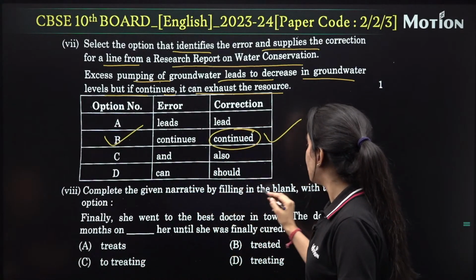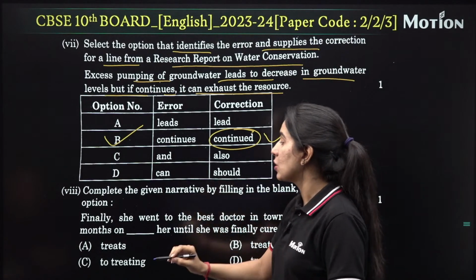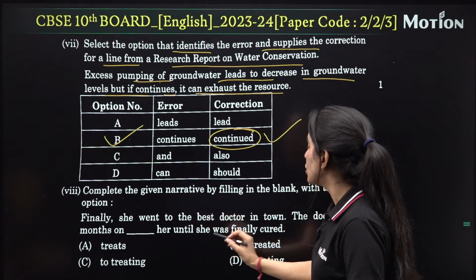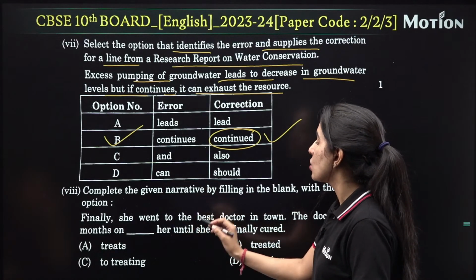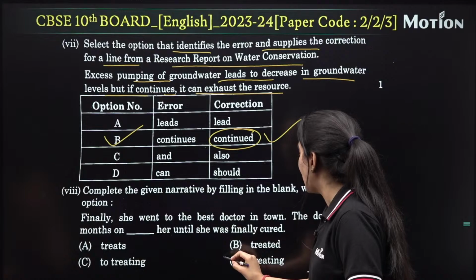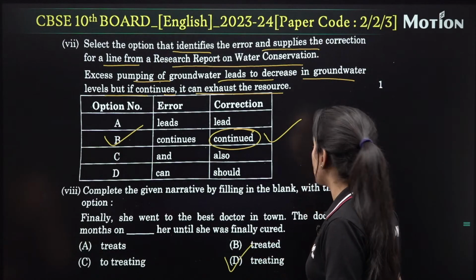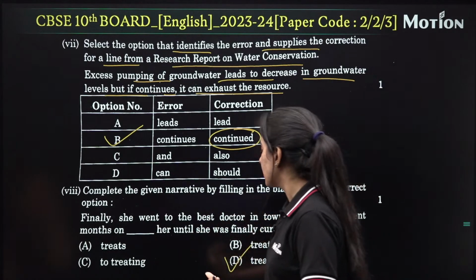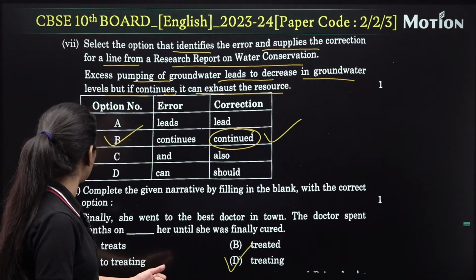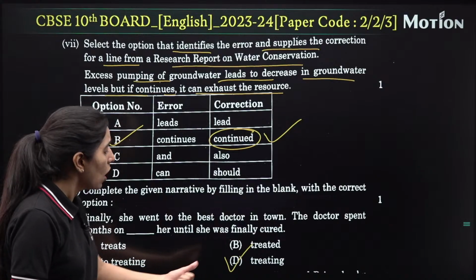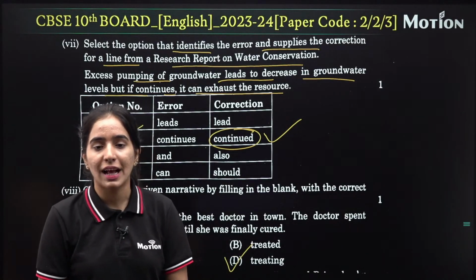Complete the given narrative by filling in the blank with the correct option. Finally, she went to the best doctor in town. The doctor spent months on dash her until she was finally cured. Very easy. The doctor spent months on treating her until she was finally cured. So for this question number 8, option D is the correct answer, that is treating.